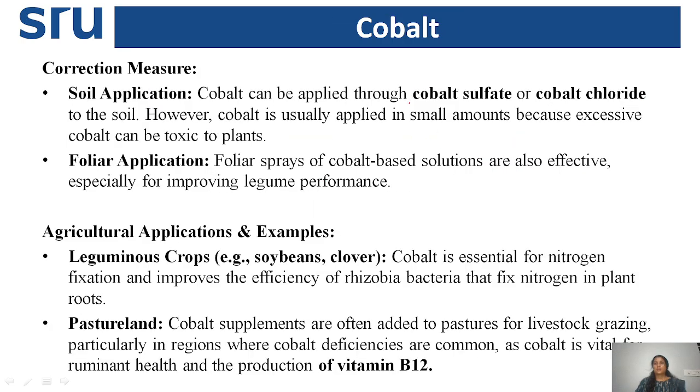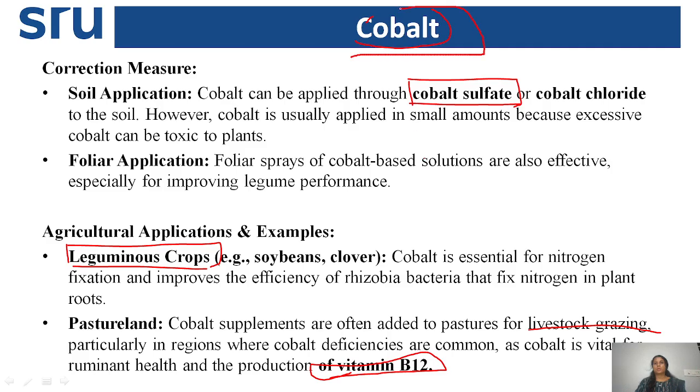You can use cobalt sulfate during the deficiency. You can spray cobalt sulfate to increase biological nitrogen fixation by legumes. So the major agricultural application is in leguminous crops, where it is highly essential, and also for livestock. Cobalt gives vitamin B12. Cobalt is a component of vitamin B12. So if livestock need vitamin B12, you need to give cobalt supplements.